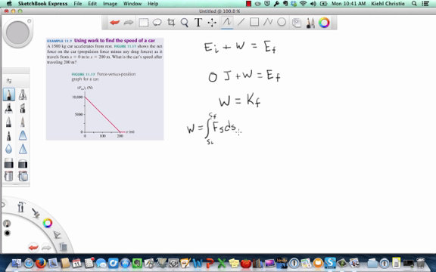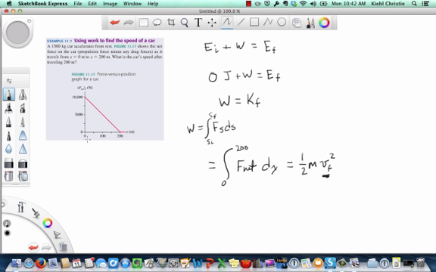And so in this situation, our work is going to be equal to the area under this curve from 0 to 200. So we could write it like this: work equals the integral from 0 to 200 of F net times, in this case it's just x, so it's dx. And that's going to equal 1/2 mv squared, because that's the K final. And from that we can find V final.